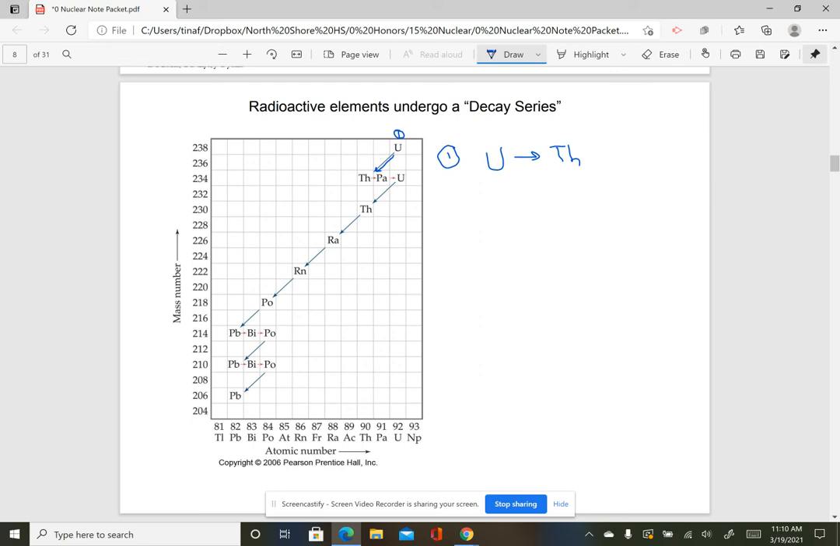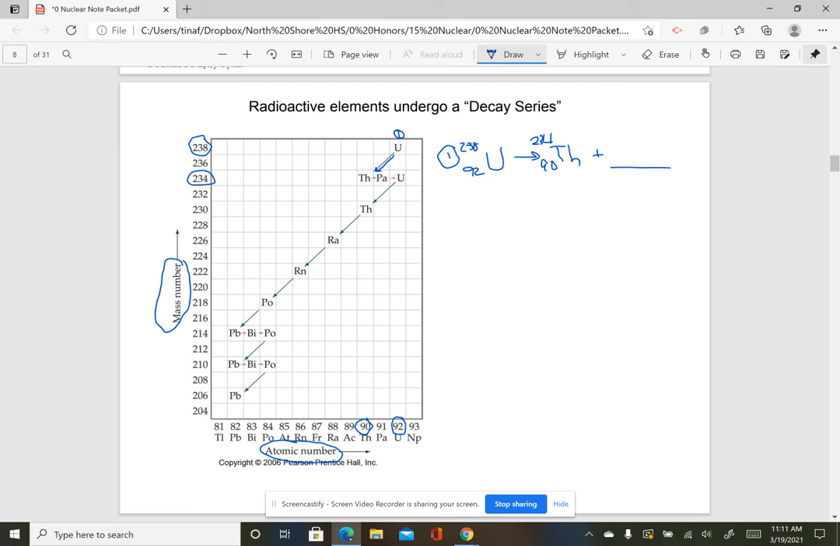So uranium, if you look, this axis over here is the mass number. So uranium had a mass of 238 and it turned into thallium that has a mass of 234. So I'm going from 238 to 234. And atomic number, this axis down here is our atomic number. So uranium has an atomic number of 92. Thallium has an atomic number of 90. Okay, so what they're going to want to know is what particle had to be emitted in order to turn into TH234.